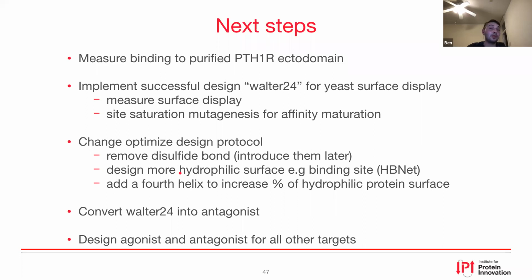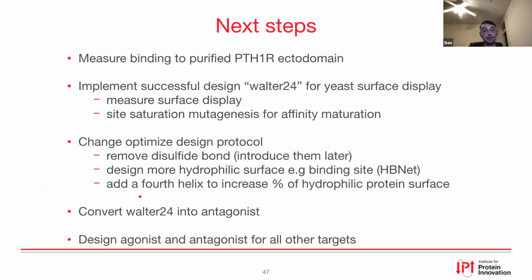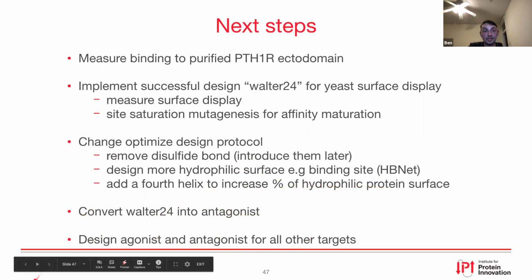Make some improvements to the interface design, introducing more hydrophilic surfaces. An idea is to use the HBNet mover for that. And then also maybe adding a fourth helix to increase the percentage of protein that has a hydrophilic surface to the binding interface. And then I want to convert it into an antagonist by removing the agonist part of the peptide. And then, of course, designing the agonist and antagonist for the other 9 targets we have.